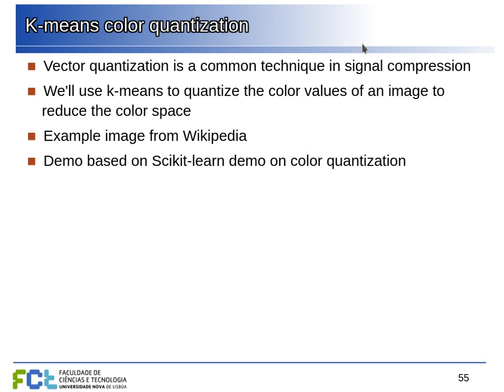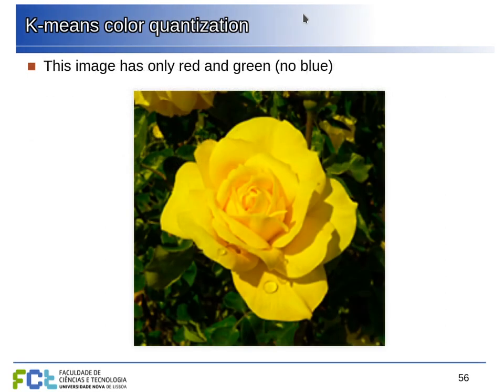We're going to do this to quantize the color values of an image. This example is taken from Wikipedia and based on a demo on color quantization on scikit-learn. The advantage of this image is that it doesn't have red in it. So the red channel of the image is all 0, and we only have red and green, and the blue channel is 0. So we only have two channels, red and green here, and we can easily represent all the color values of the pixels in two dimensions.